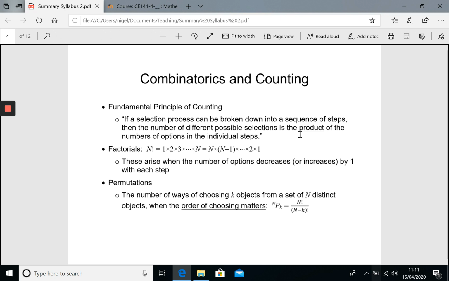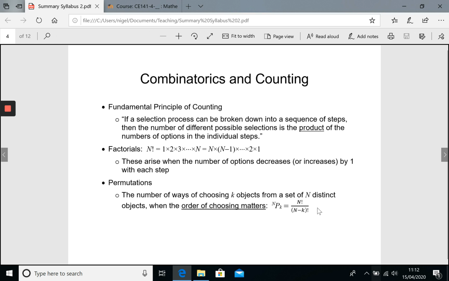So, for example, if you're working out how many orders you can arrange n distinct objects in, then the first object can be chosen in n different ways. That's the first step. The second object can now only be chosen in n-1 ways, because there are only n-1 remaining objects. That's the second step. The third step can only be done in n-2 ways, and so on. And this is why factorials arise in the subject. They don't arise in every aspect of the subject, of course, because you don't always have decreasing options in the steps.